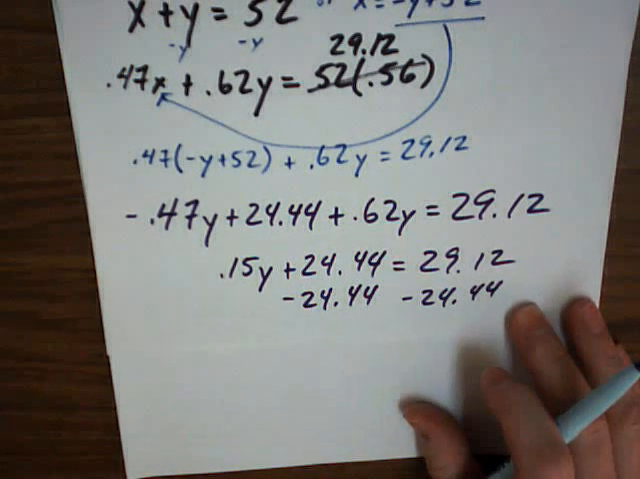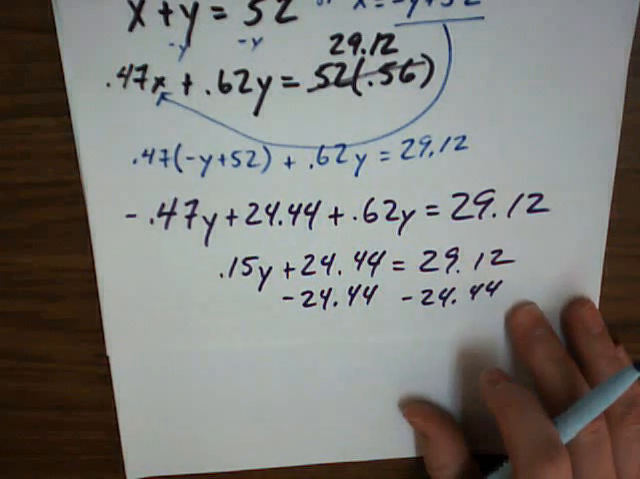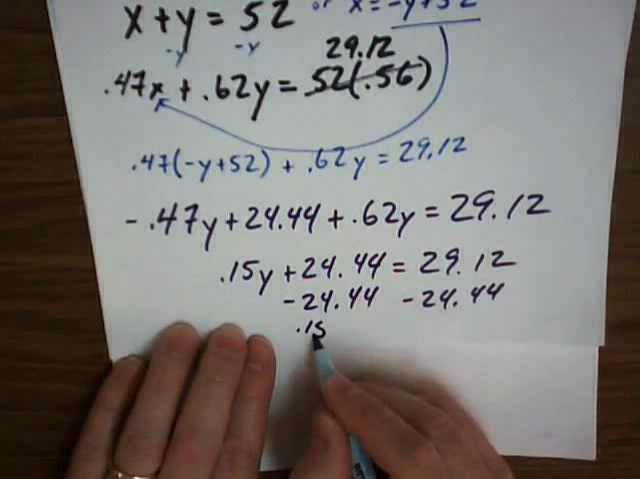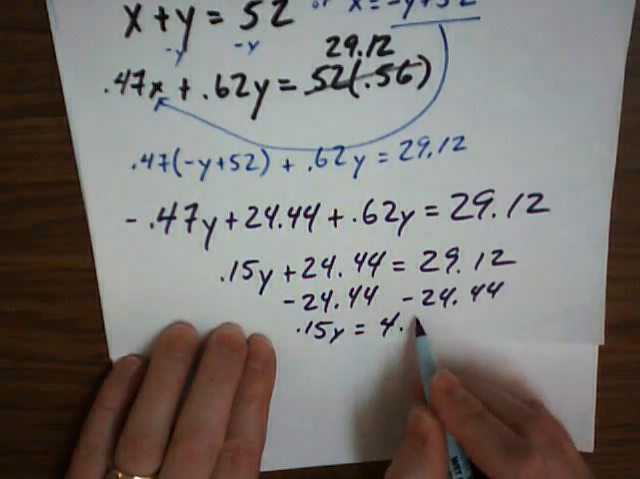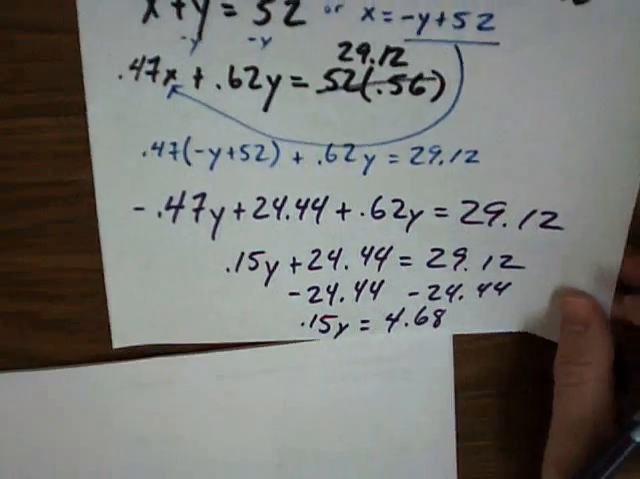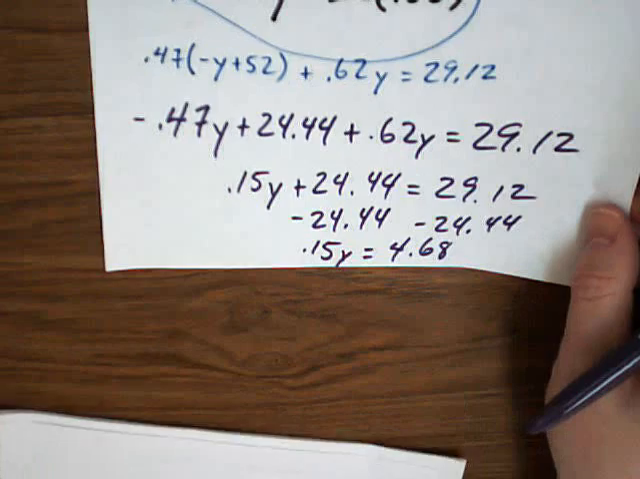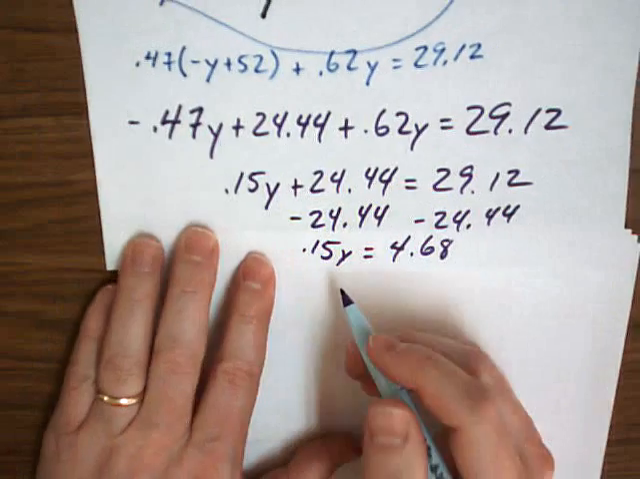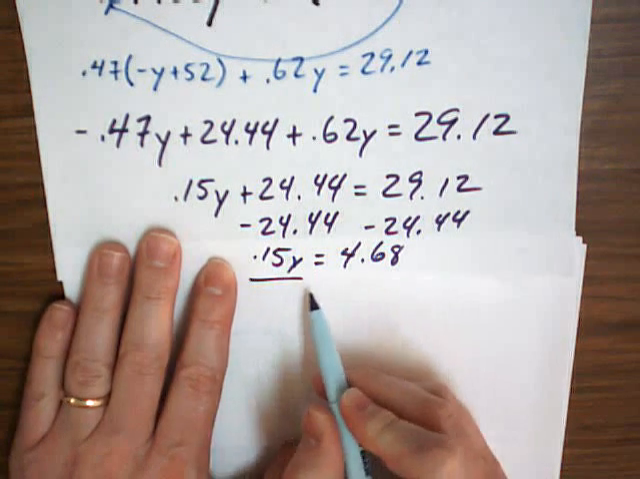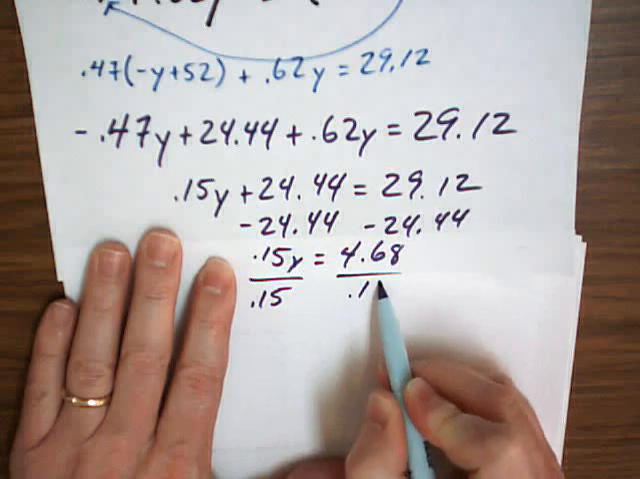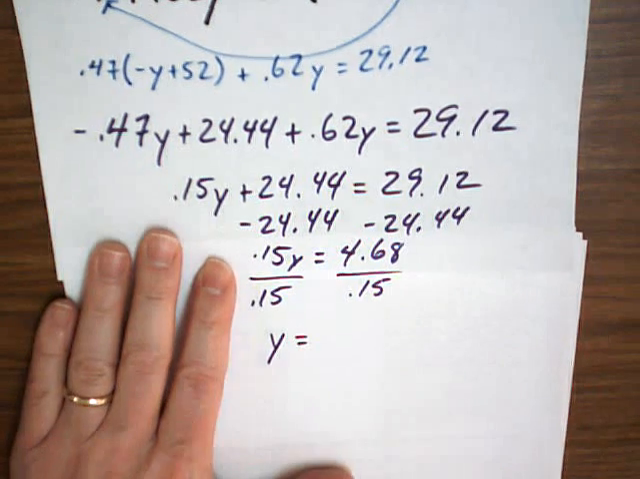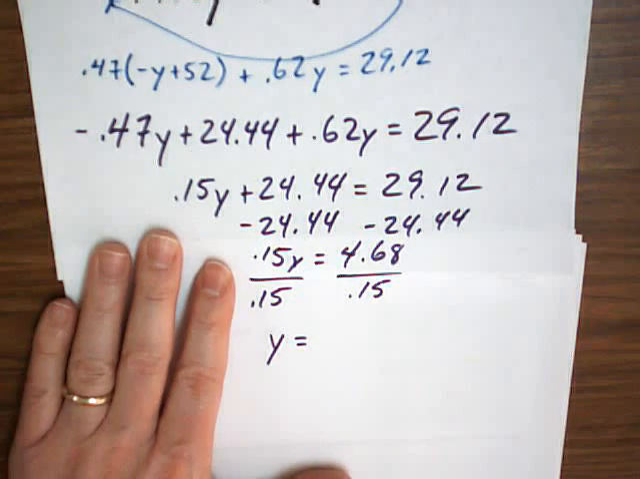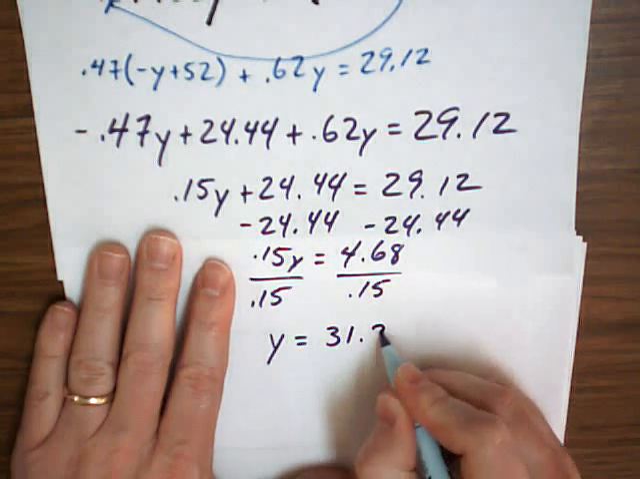So 29.12 minus 24.44 is 4.68. Now when you're doing this, you're just at the mercy of whatever your calculator says, so you have to make sure you're punching that stuff in right. Right? Then what are you going to do? Divide. So 4.68 divided by 0.15 is 31.2.